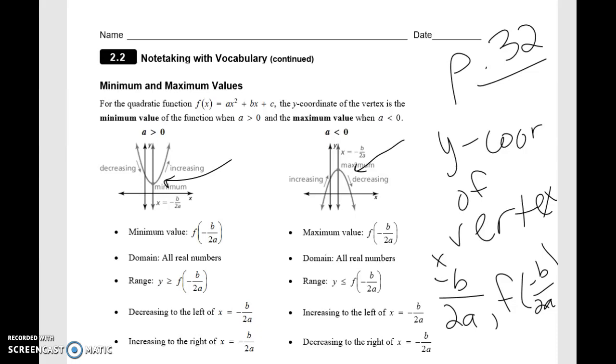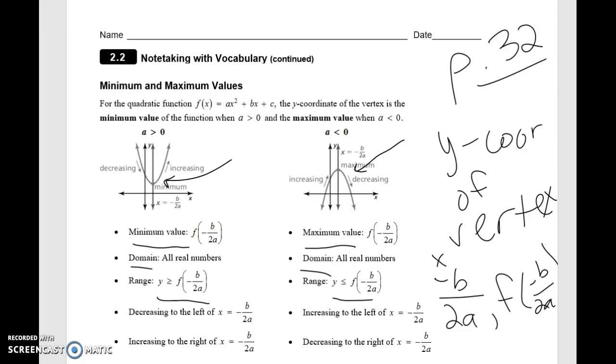So let's look at what's given here. Min value is when you plug in negative b over 2a, same thing for max. Domain for all the graphs will always be all real. The range, if it's a happy face, y will be greater than your min value. If it's a sad face, y will be less than your max value.